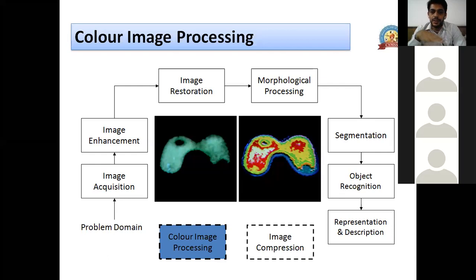So all these imaging modalities are available in the world, and they are used to capture the image for different scenarios. And then after capturing the image, enhancement, restoration, morphological processing, segmentation, object recognition, and representation is done. Okay. So the same thing is done in color images, only you have to do it three times. So it requires a lot of processing. So you are doing three times processing.